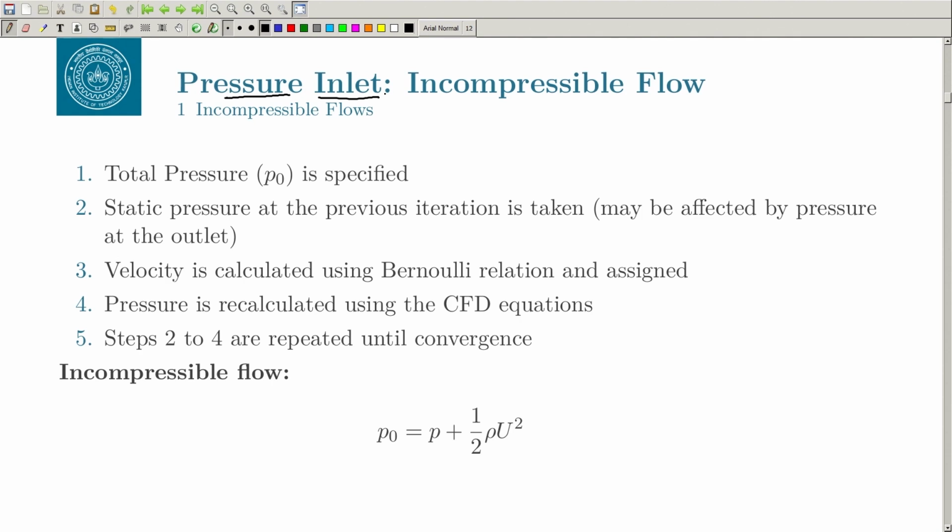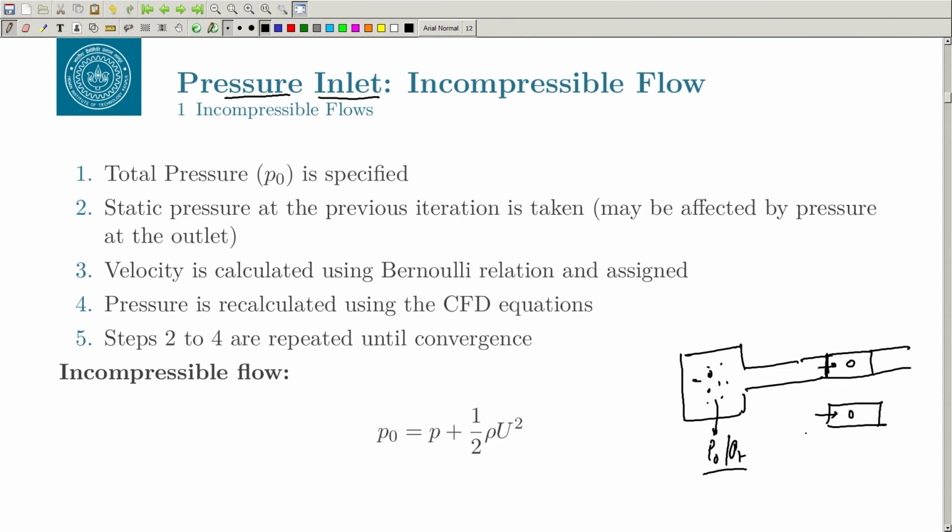Because the pressure is usually known, right. So, let us say you have a reservoir here, and from there something is coming in. So, you know this reservoir pressure. This pressure is often called the total pressure P naught or the stagnation pressure Pt. And from there, let us say you have kept something here for the measurement, and this is your window. So, you may not know the velocity here, but you will know the pressure here. So, that is why the pressure inlet is very common. If you want to do the same thing in CFD, you will just use the pressure inlet here and a pressure outlet here.